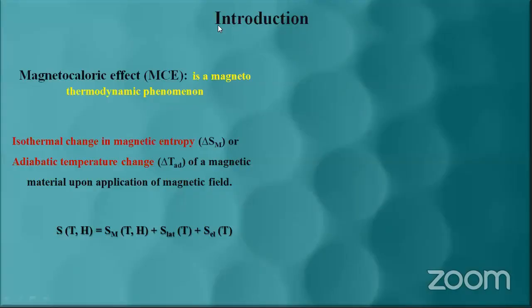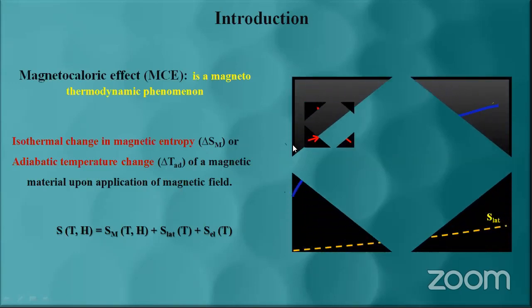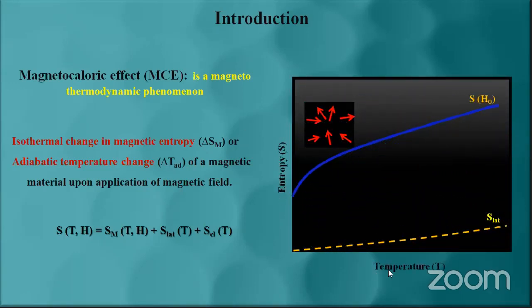It is known that the magnetocaloric effect is a magnetothermodynamic phenomenon, basically the change in the temperature of a magnetic material during magnetization and demagnetization when the magnetic material is placed in an external magnetic field. So this MCE is characterized by isothermal magnetic entropy change and adiabatic temperature change. Here I have shown the total entropy of a magnetic material when the magnetic field is absent. As we know, total entropy of a magnetic material is a combination of magnetic, lattice and electronic entropy. Now I am explaining how these two quantities can be measured from this entropy state function.